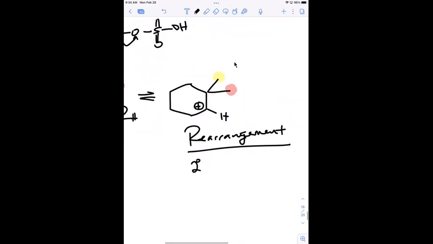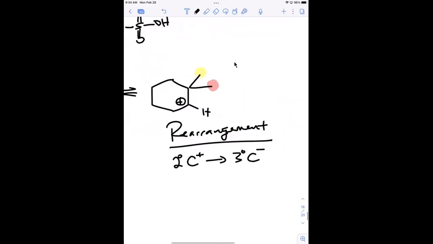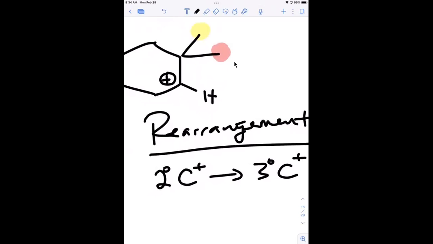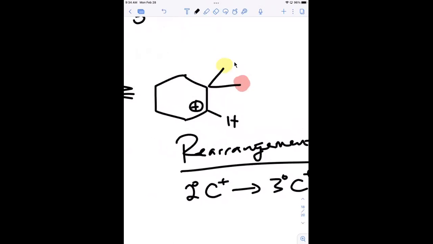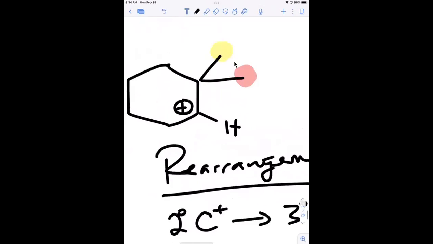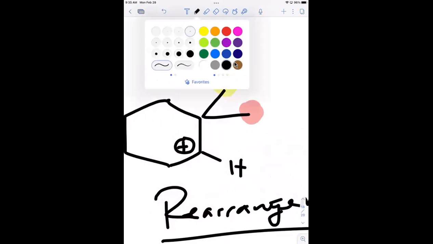So you've got a secondary carbocation rearranging to a tertiary carbocation. It's never the other way around, right? You never go from a tertiary to a secondary, because you don't want to go from more stable to less stable. But if you have a chance to go from something less stable to something more stable, you do it. And so this is a perfect opportunity. You have a secondary carbocation next to a branched carbon. That's a perfect setup. It's a dead giveaway that some type of rearrangement is going to happen. So these are the clues that you look for.